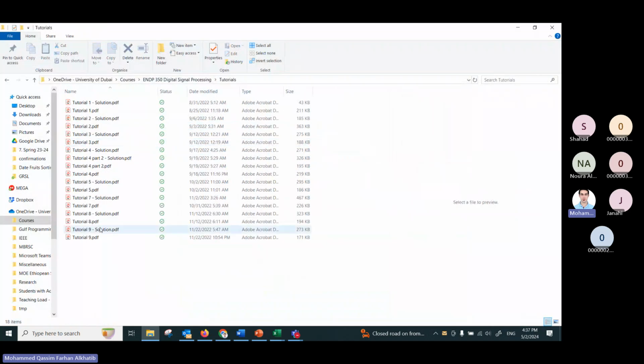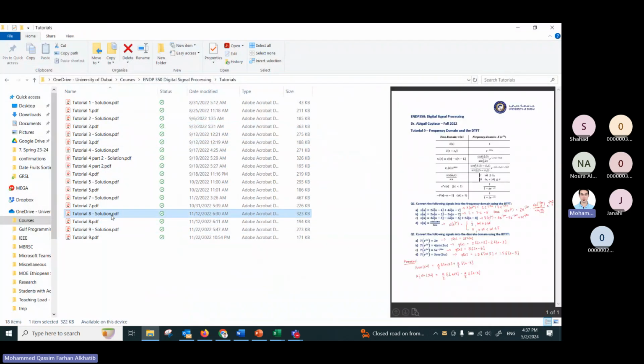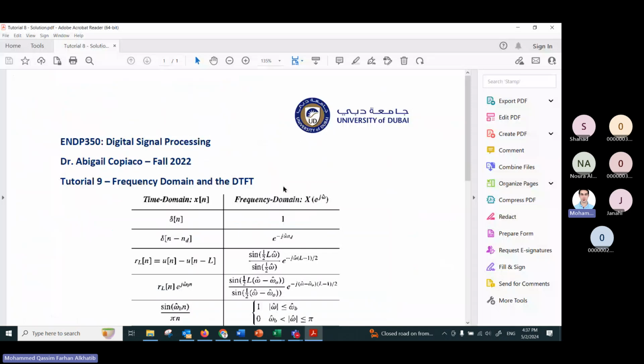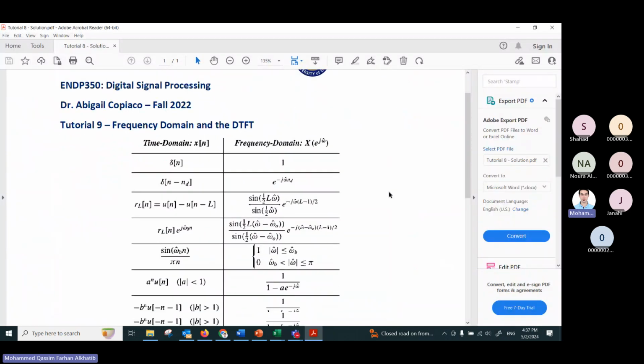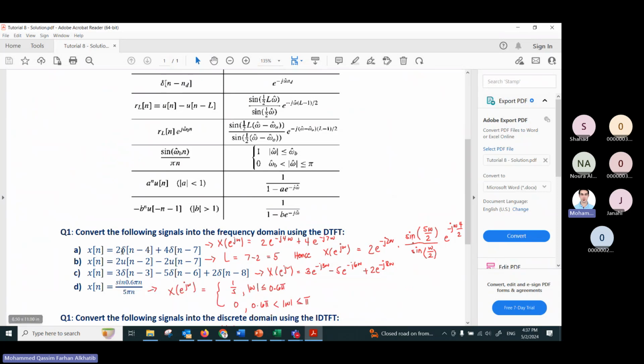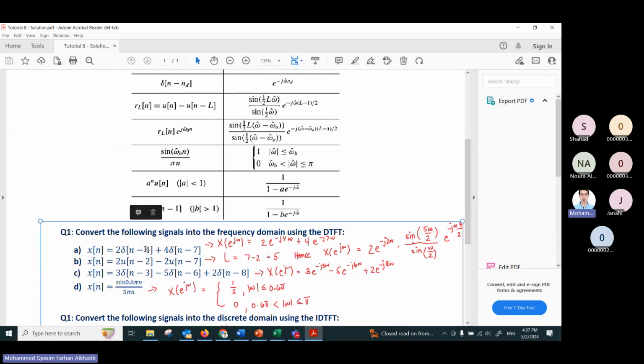Okay, tutorials. Let me do it with the solution, because we may not need a detailed solution. So for example, that's pretty straightforward. We have 2 times delta of n minus 4. So that's going to be 2 times e to the power of minus 4j omega. Similar thing here, you have a unit step function. So 2 minus 2.